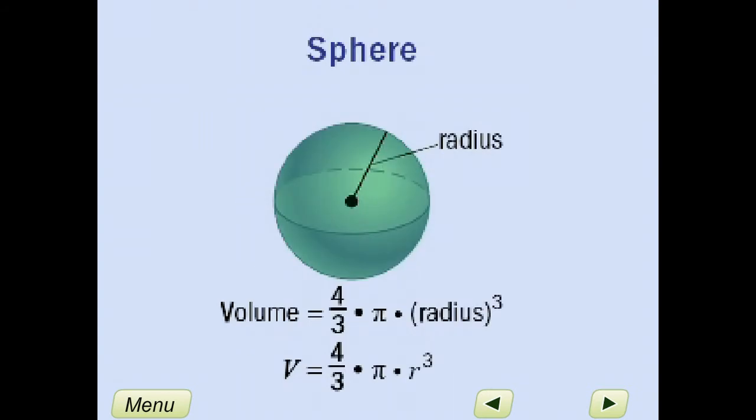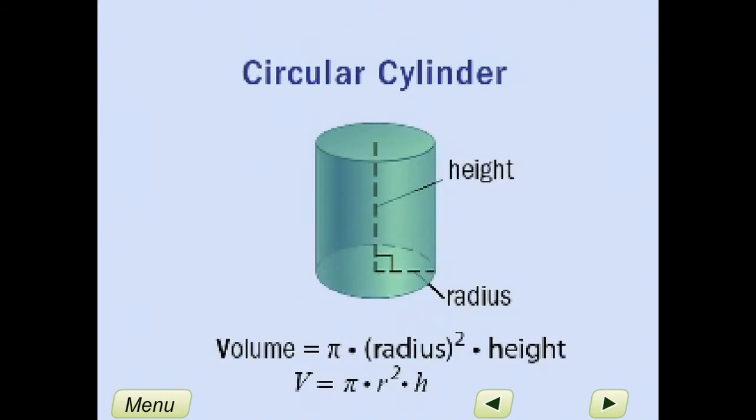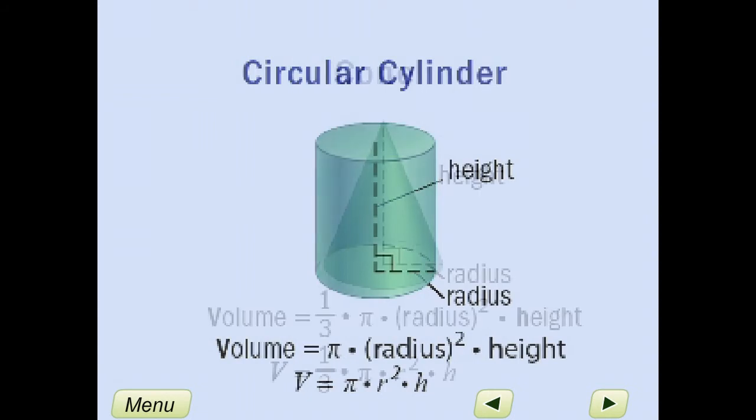Then we have a sphere. The volume of a sphere equals 4/3 times pi times radius cubed. So we can write that as 4/3 times pi times r cubed. There is a circular cylinder, which has a radius and a height, and the volume is equal to pi times radius squared times height, and we can write it as V equals pi times r squared times h.